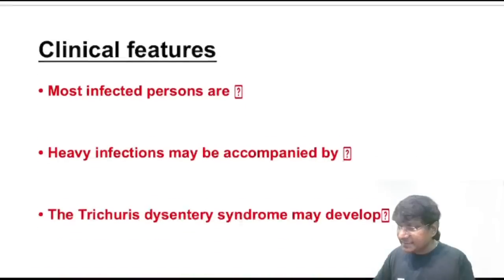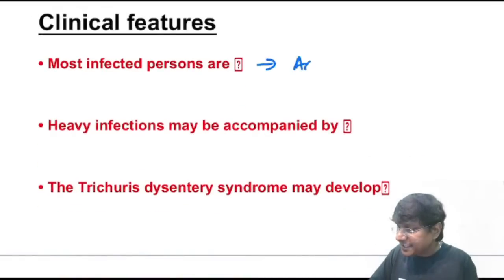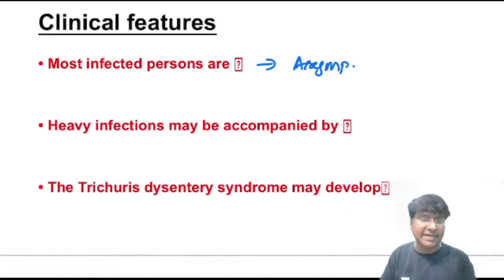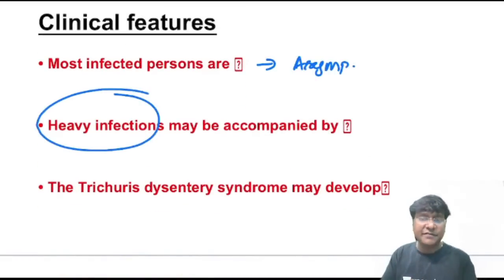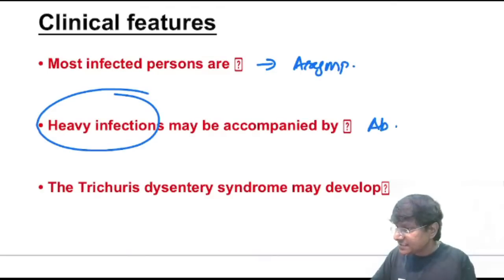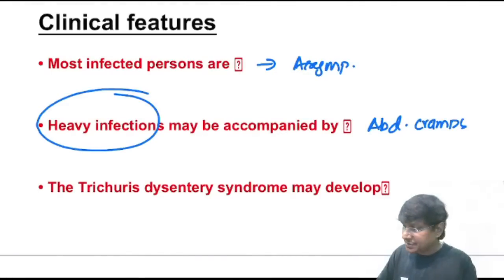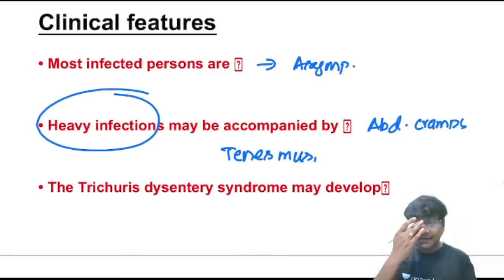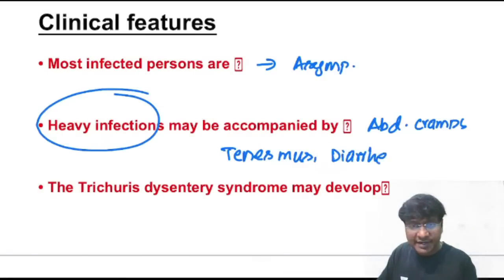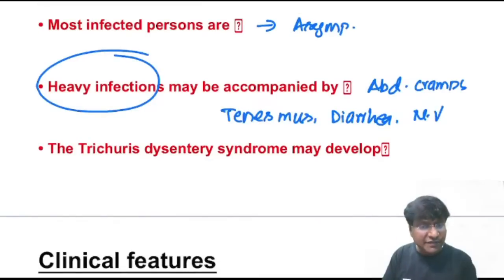And what will be the clinical manifestations? Most of these patients remain asymptomatic. But if there is heavy infection, they can have abdominal cramps. They can also have tenesmus, where the individual has the sense of incomplete evacuation of feces. The individual can also have diarrhea, nausea, and vomiting. So these are the features in case of heavy infections.